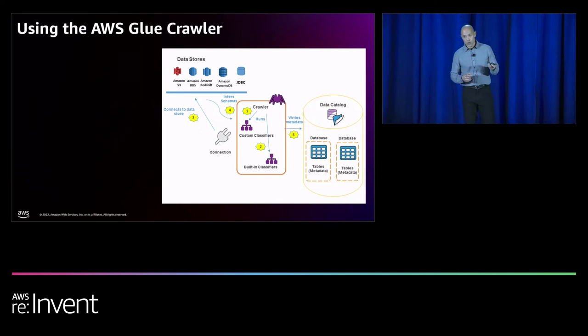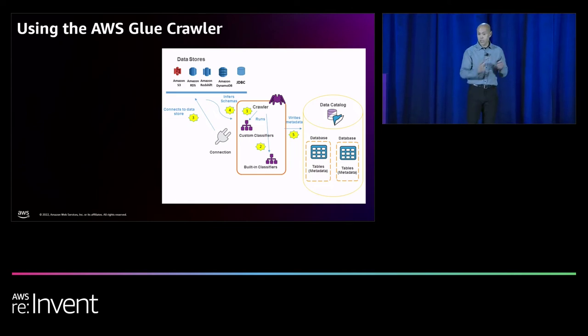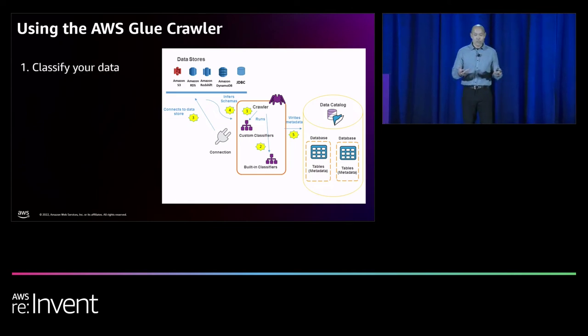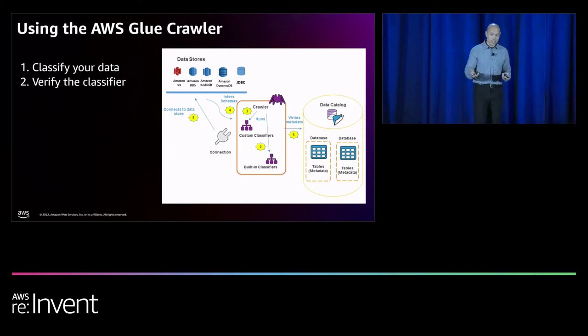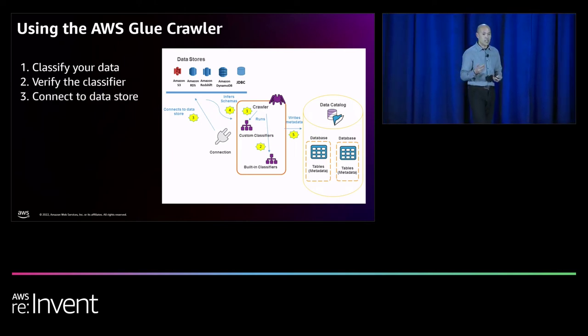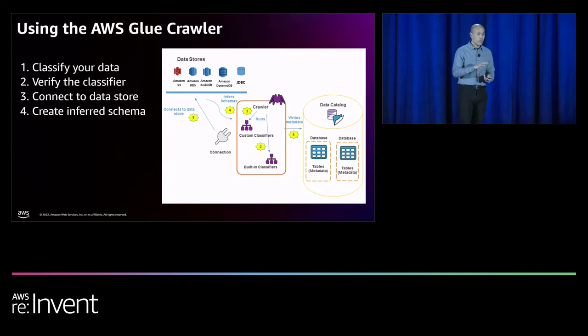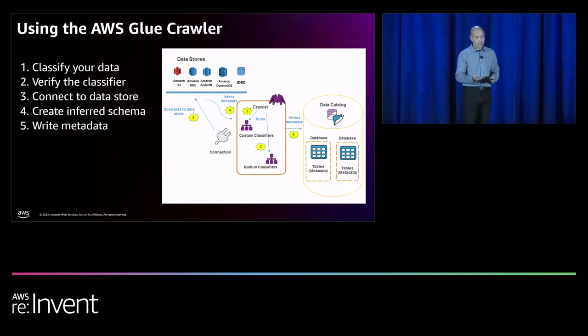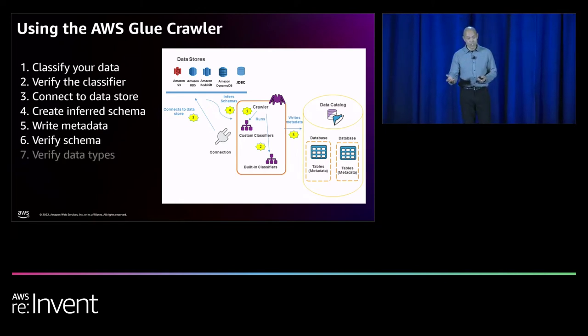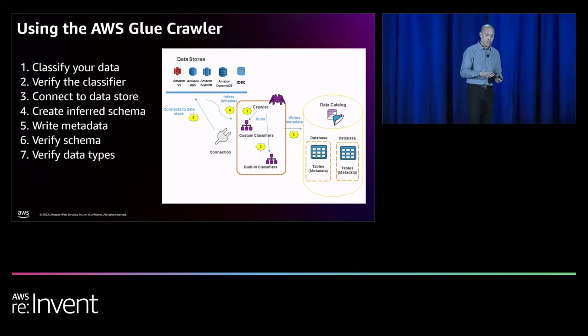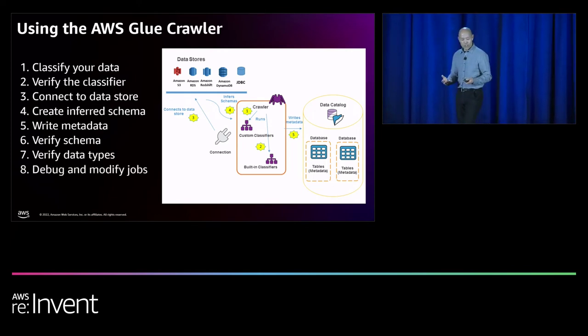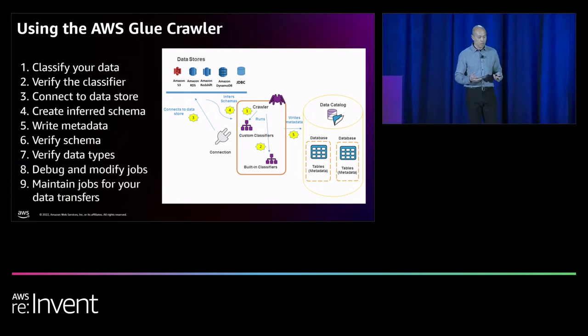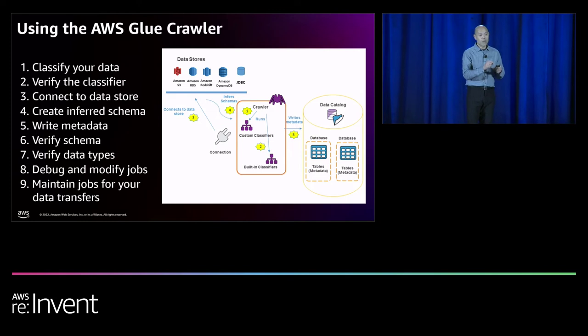So with the AWS Glue Crawler, what you typically need to do, once you move your data from Salesforce, SAP into a data lake, is you need to classify your data. Then you need to verify the classifier. Then you need to connect to the data store, create an inferred schema, then you need to verify that schema. Then write the metadata, then verify the schema, and then also verify the data types. So it's a bit of work and a bit of debugging and modifying jobs. And then you need to maintain your jobs for every data transfer.